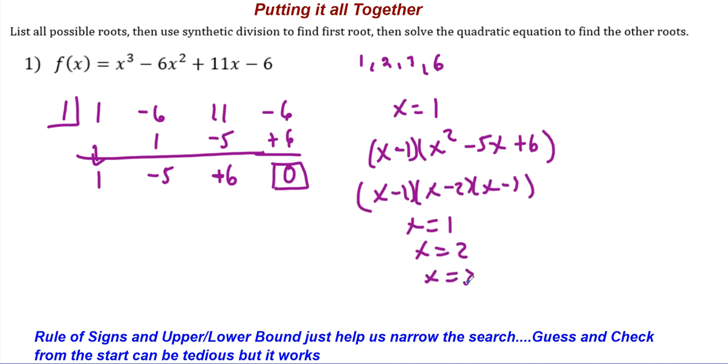So I have x is equal to 1, x is equal to 2, and x is equal to 3. And I could go ahead and plot these zeros, do my end behavior, and know that I have multiplicities of 1 on all these, and sketch the graph.